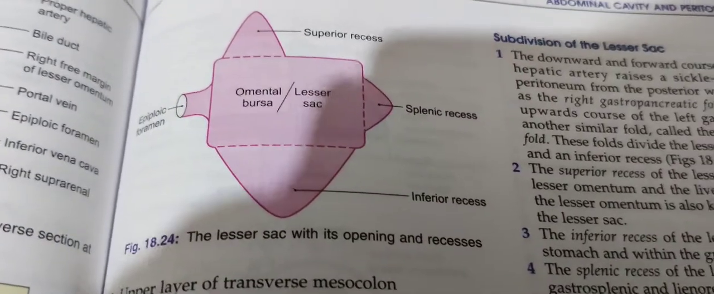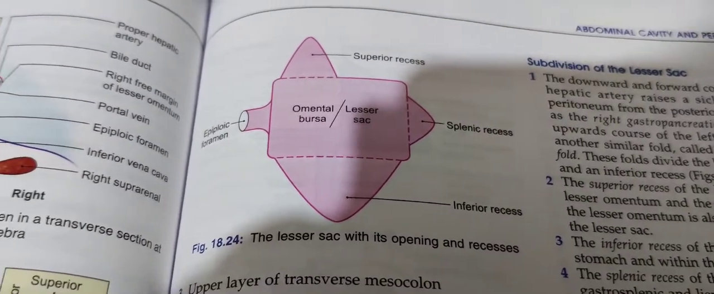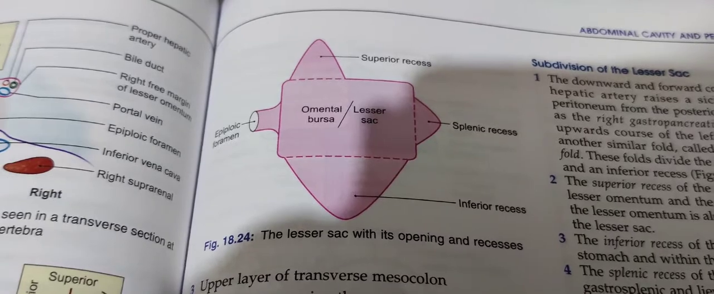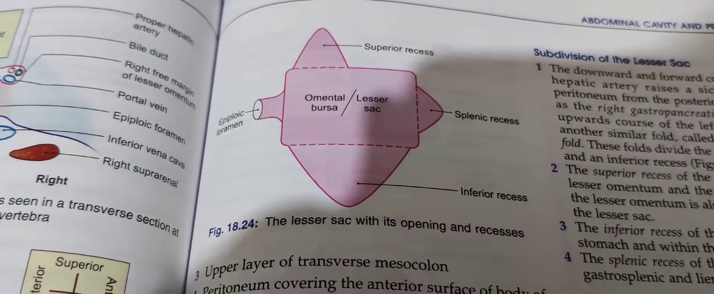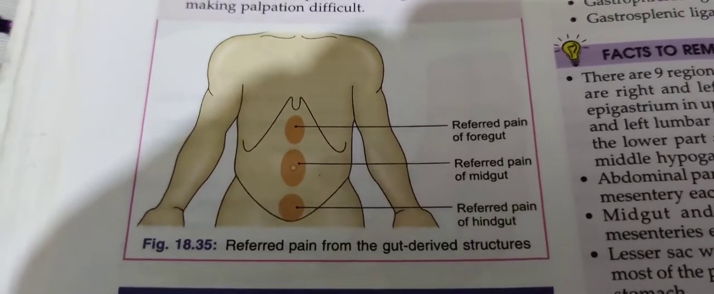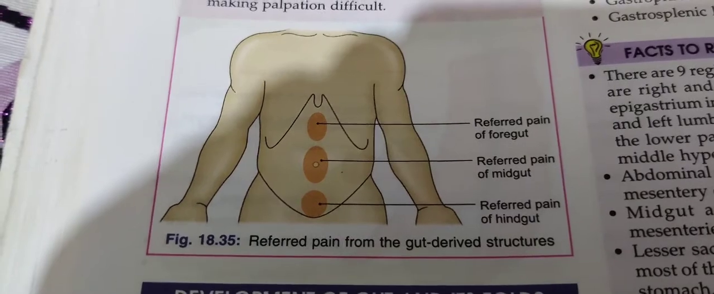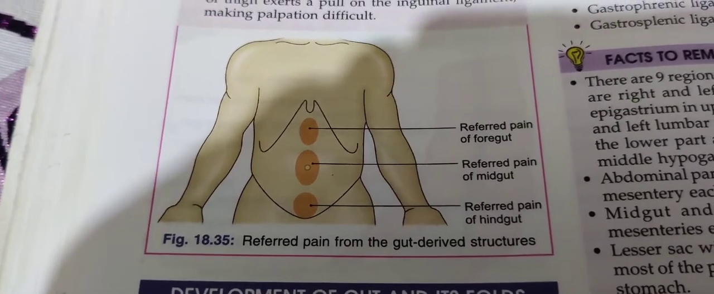Okay, so now this lesser sac has an opening called epiploic foramen. It has three recesses: superior recess, splenic recess, inferior recess. And this is the last topic. So the referred plane of the foregut is above the umbilicus, of the midgut is at the umbilicus, and of the hindgut is below the umbilicus.